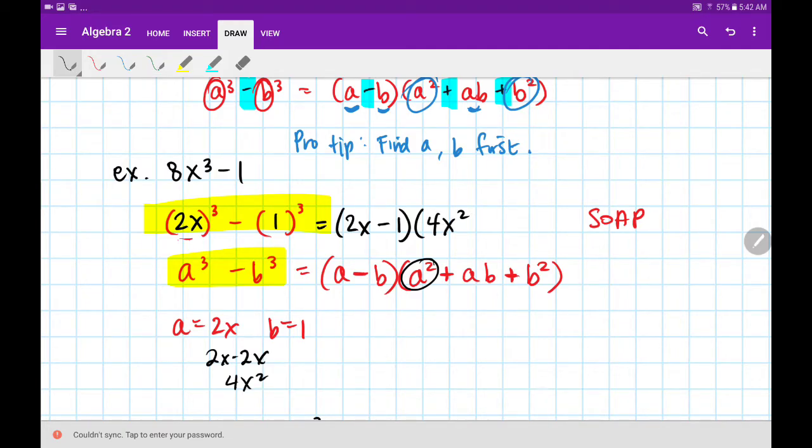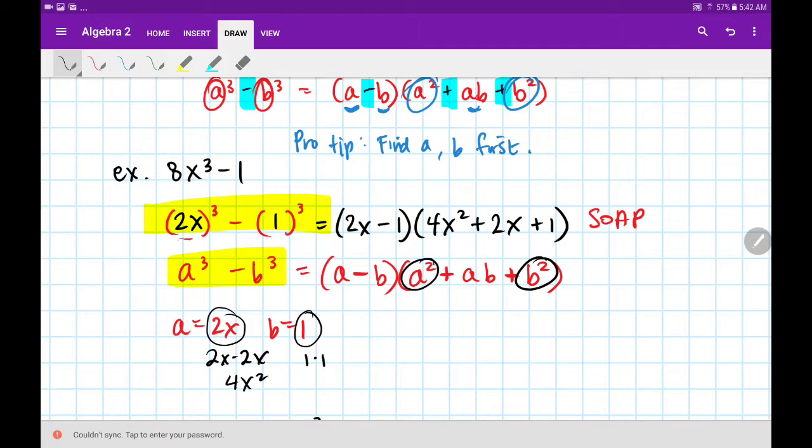Plus, okay, now I'm multiplying the two together. So 2x times 1 is 2x. And then we'll square the second term. So 1 squared, or 1 times 1, is just 1. And that is how we factor.